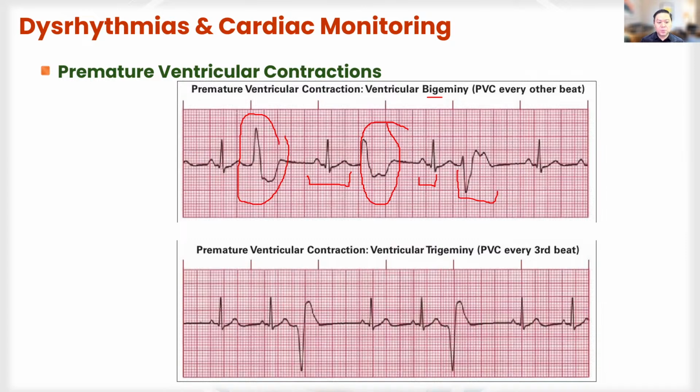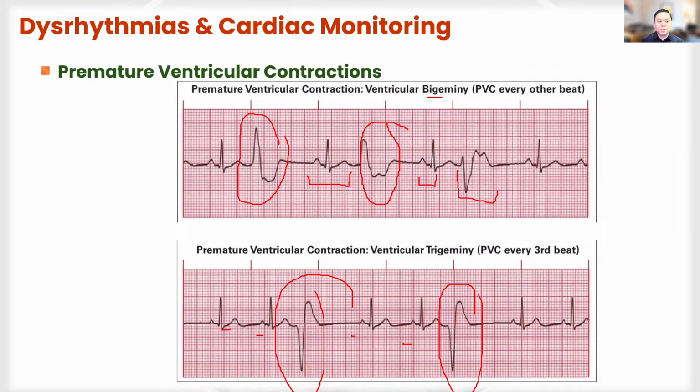Now there's also what we call trigeminy, which is a premature ventricular contraction that can occur every third beat. So there's that. Normal, normal, and then a PVC will occur. Normal, normal, then another PVC occurs. So it will follow two normal rhythms, and then it goes back to that: two normals, and then another PVC occurs.